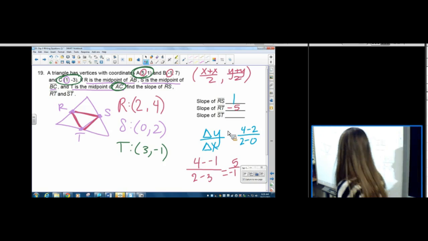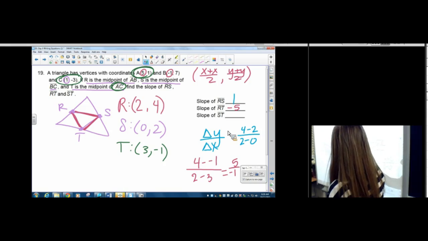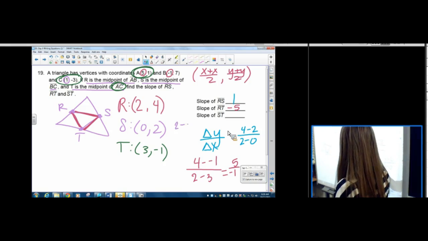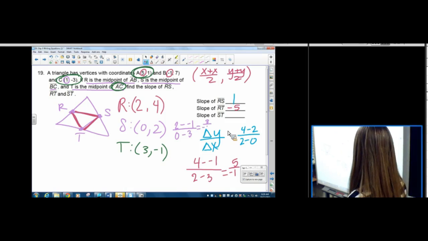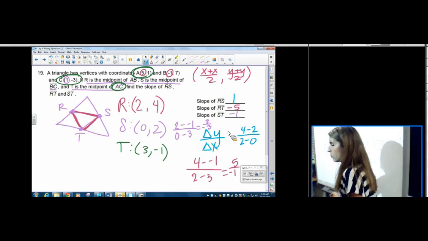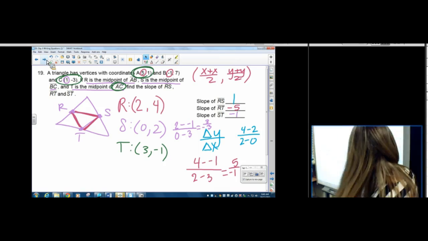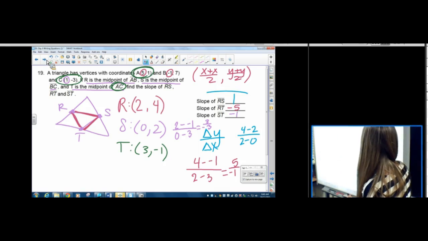And the slope of ST, 2 minus negative 1 over 0 minus 3. So that would be 3 over negative 3, negative 1. Notice that the slope of RS is 1 and the slope of ST is negative 1.